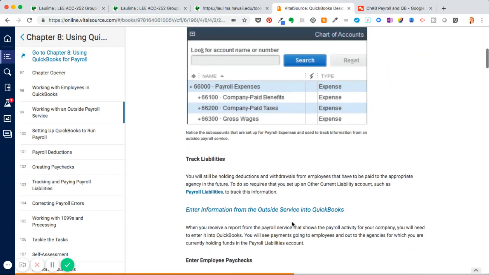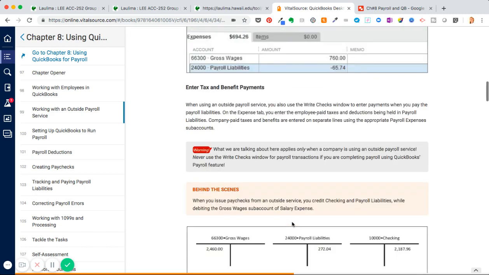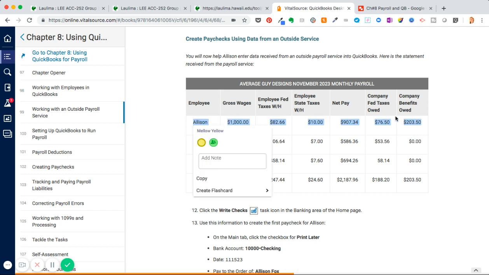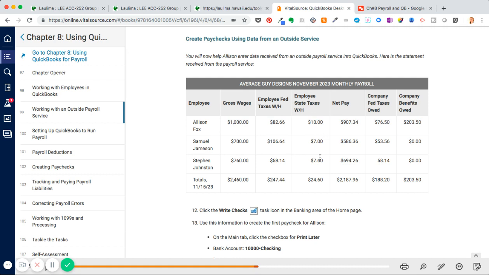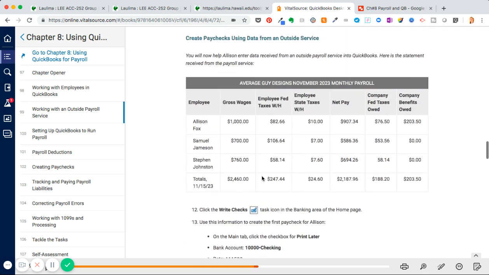So working with an outside payroll company, this was the first section. Down here, they have a list. This is Average Guy Designs, monthly payroll. You can use one of these to recalculate those amounts that I mentioned and do out the calculation in your post. Just say whose pay stub you're using and do the amounts. But it's a good time to also look at your own.